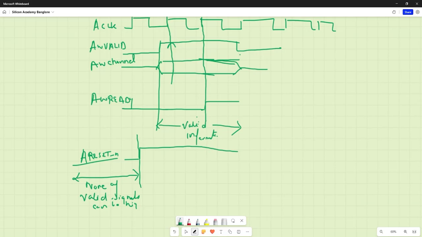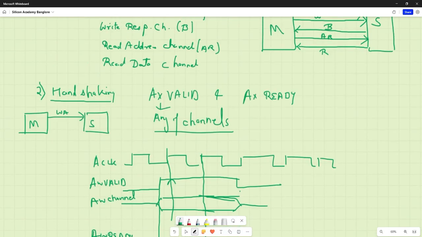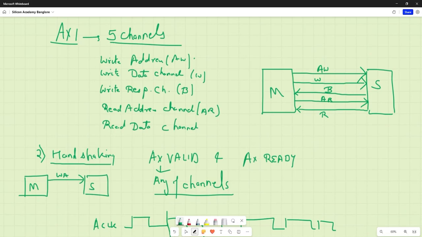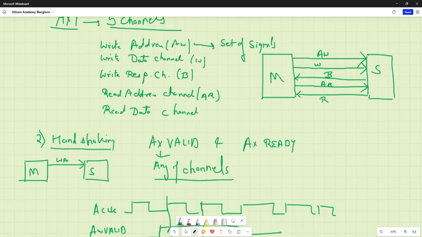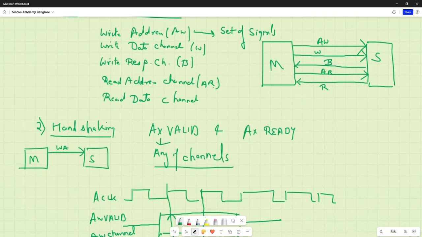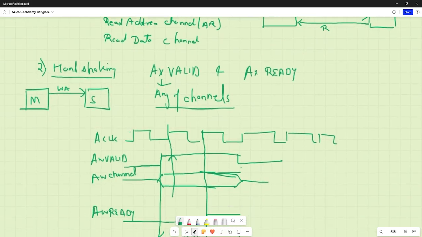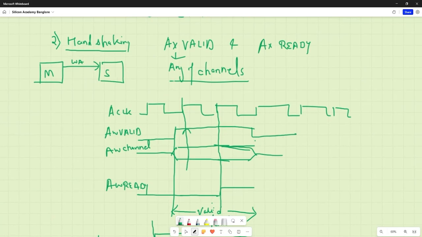So let's see it once again. What we said is AXI actually holds 5 channels for holding an interaction between master and a slave. Each channel actually represents what? A set of signals. And if the master and slave want to interact, they need a proper handshaking between them, and that handshaking happens with the help of 2 signals, that are called AX valid and AX ready.